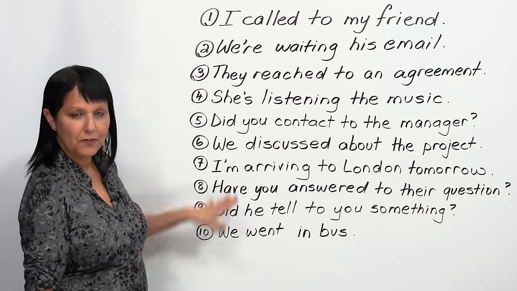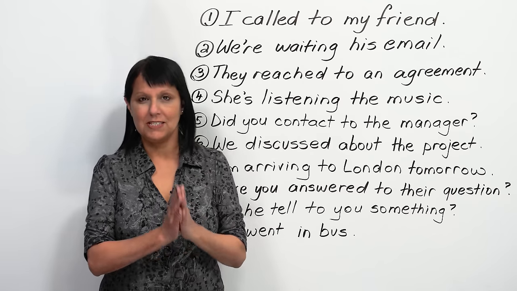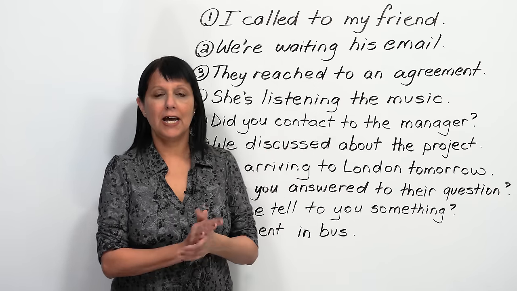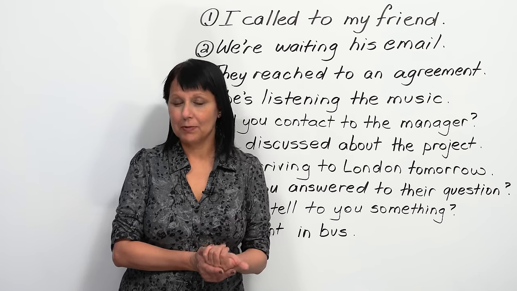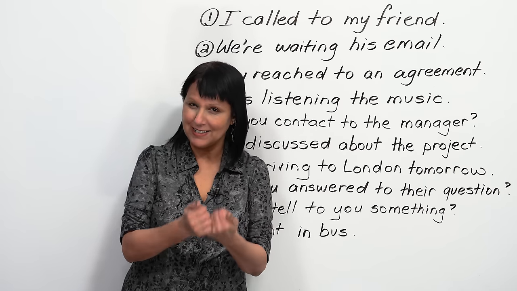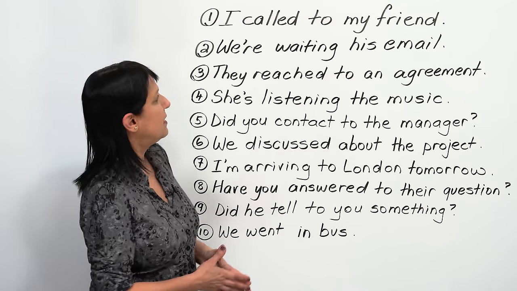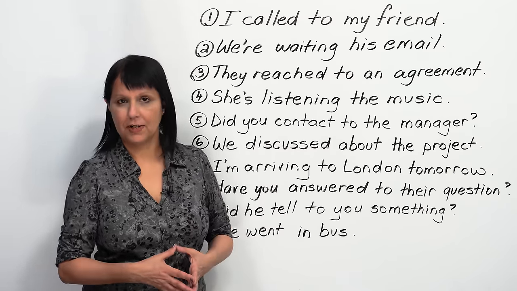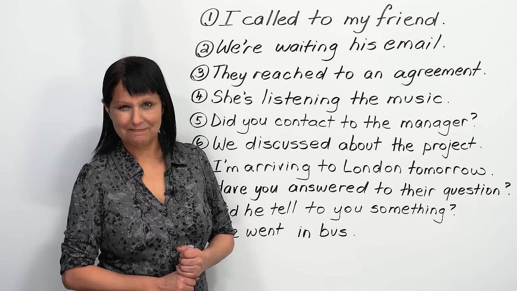So, first of all, there are 10 sentences on the board, and there are 10 mistakes. So all of these have a mistake. If you're speaking like this, or writing like this, remember, it's wrong, and we're going to fix it right now. So let's see if you can help me with that. The first one: I called to my friend. So what's wrong with that?